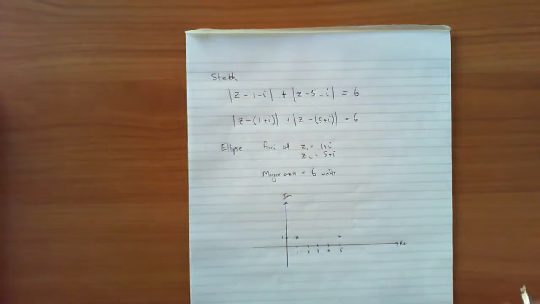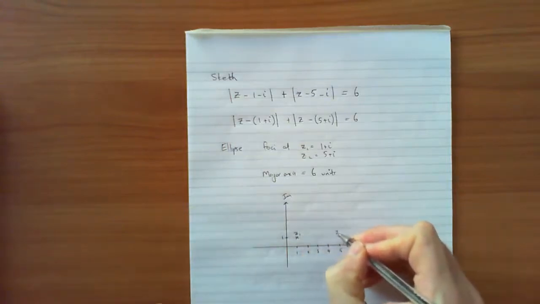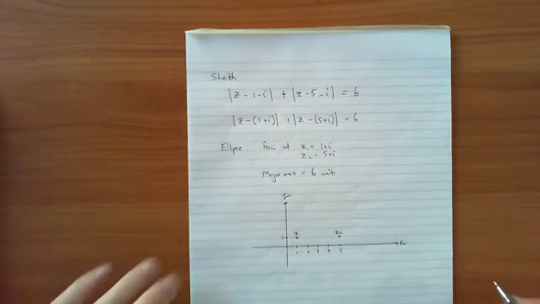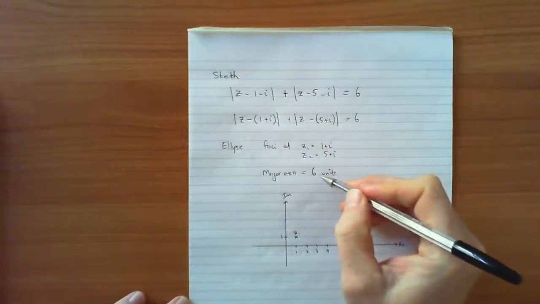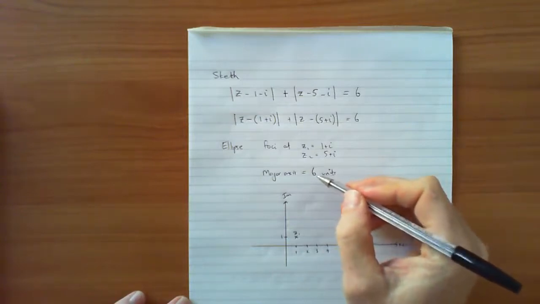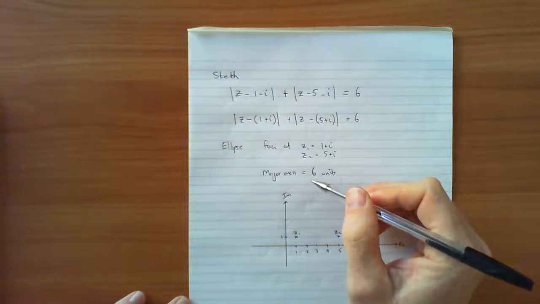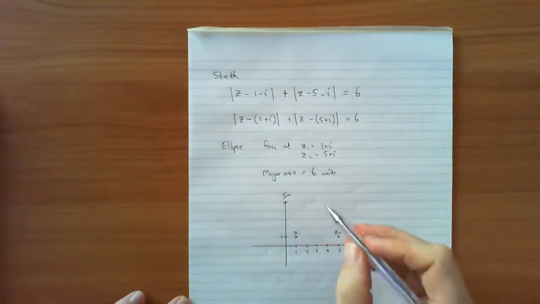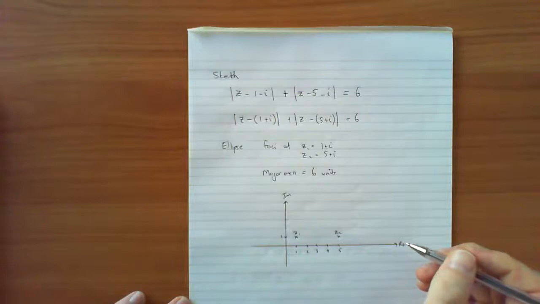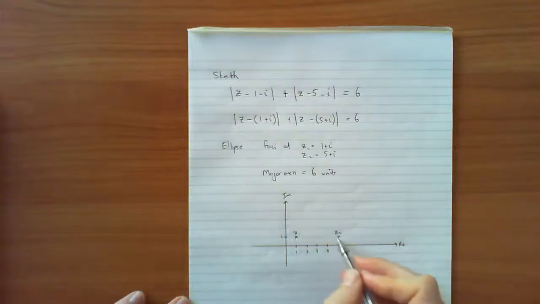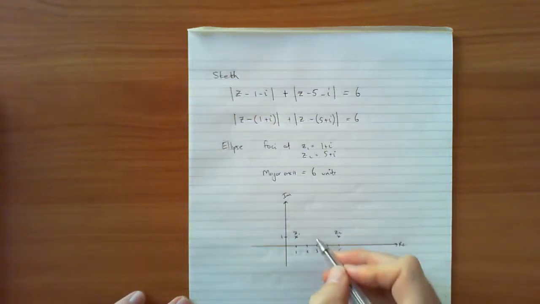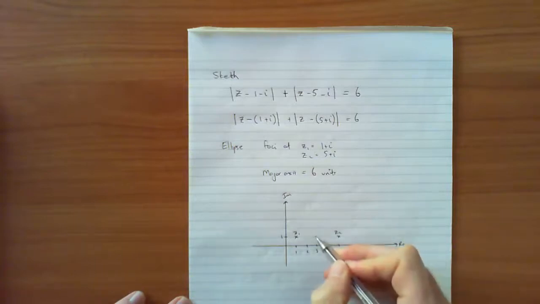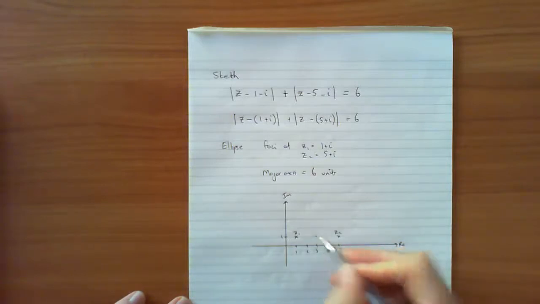There's our two foci, Z1, Z2. Now, if we've got a major axis of 6 units, in order to mark the major axis on, we first of all need to know where the centre of our ellipse is. Now in this case, if your foci are here and here, we always know our centre is halfway between the two foci. So it's pretty easy to tell that the centre is going to be right there.